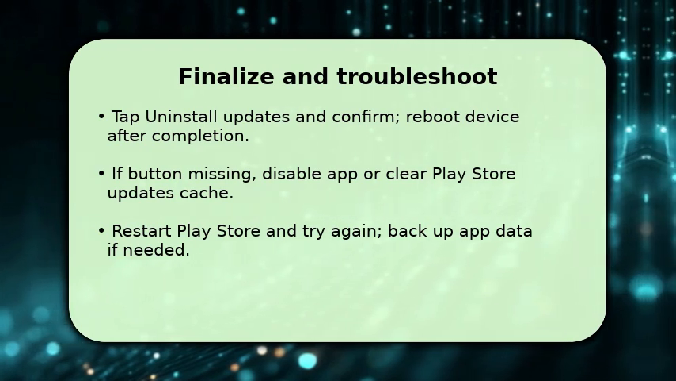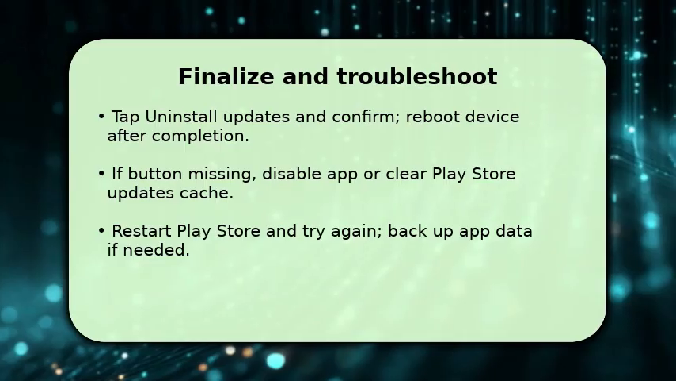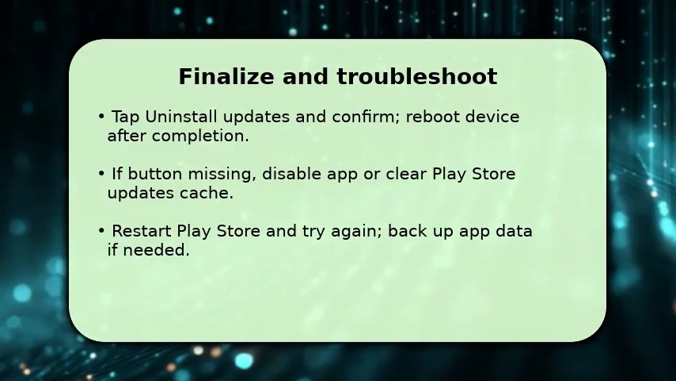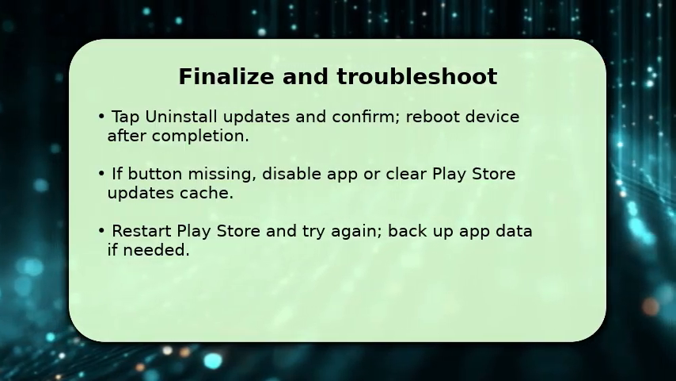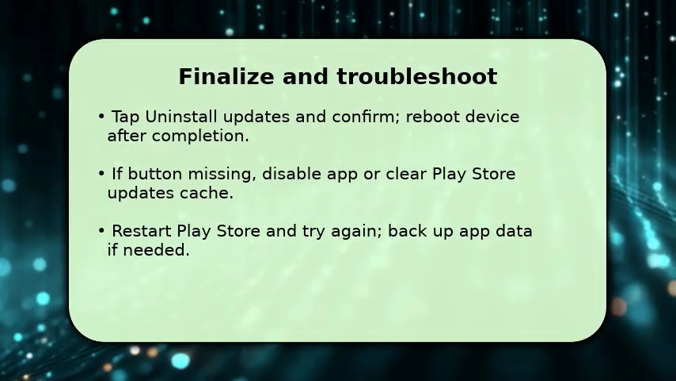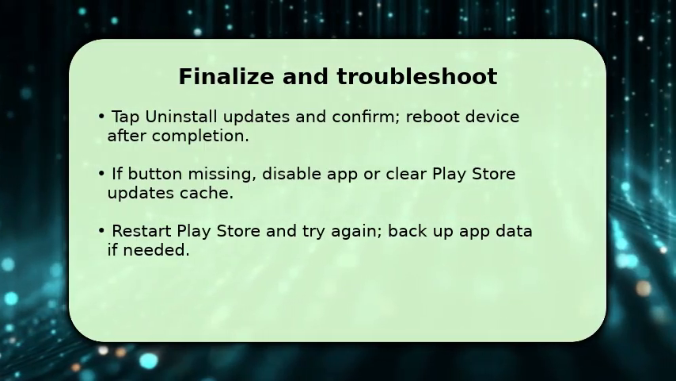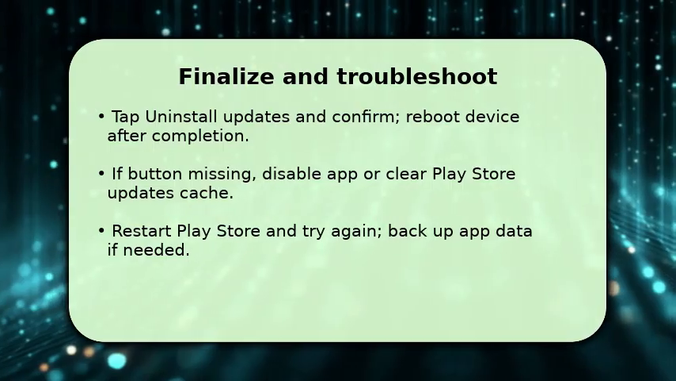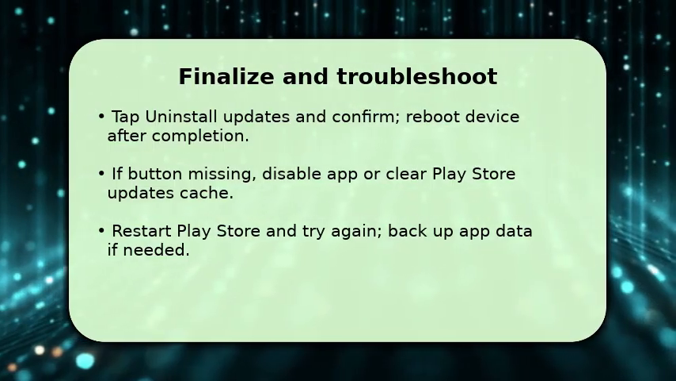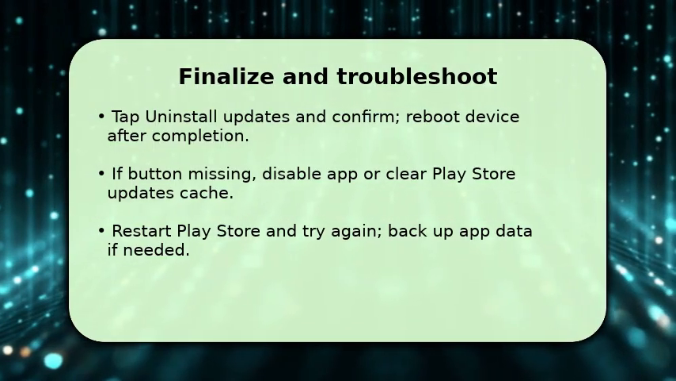After the process finishes, reboot the phone to let services reinitialize and ensure the app runs with the older version. If you don't see Uninstall Updates, try disabling the app temporarily, clearing the Play Store cache, or uninstalling Play Store updates instead. Then repeat the step. If problems persist, back up your app.